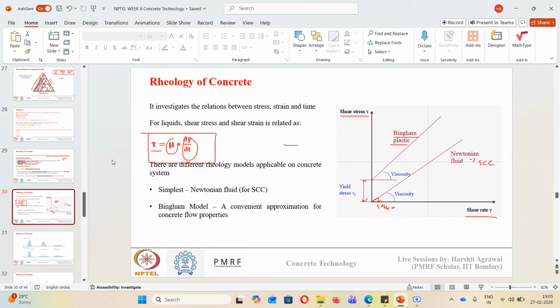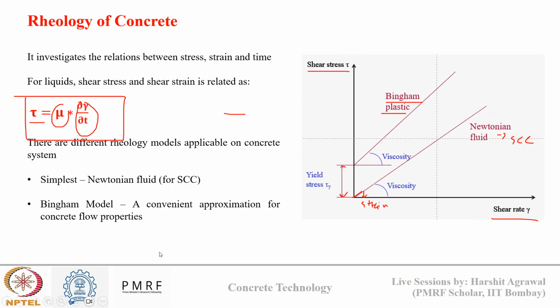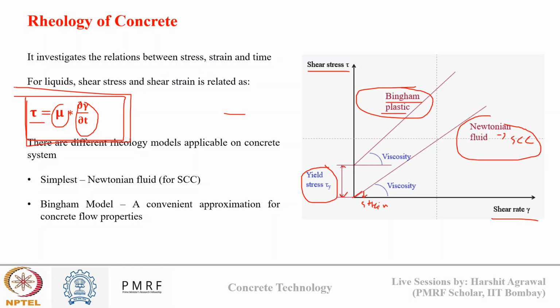Just 2 seconds only. Okay, so I was discussing the rheology of concrete only, right? Yes. Okay. So in rheology, we saw that self-compacting concrete follows a behavior of a Newtonian fluid, but normal conventional concrete follows a behavior of Bingham plastic, where a certain yield stress is required to initiate the flow. Now, how are shear stress and shear rate related? They are related by this simple equation, where mu is the viscosity of the material.